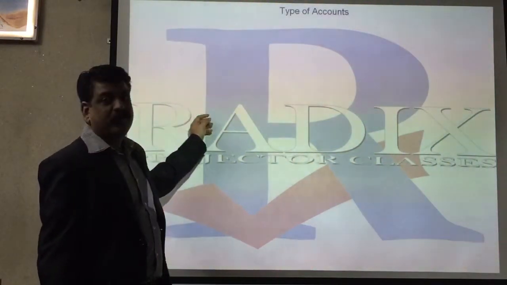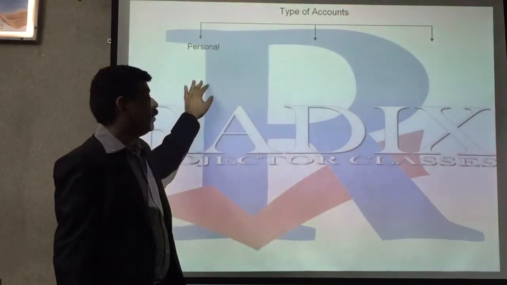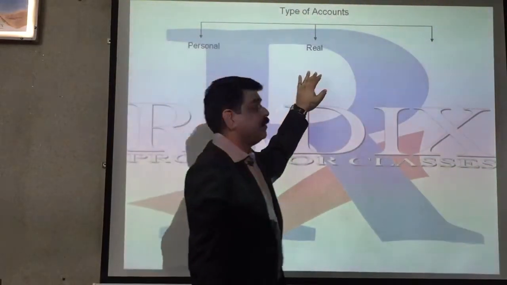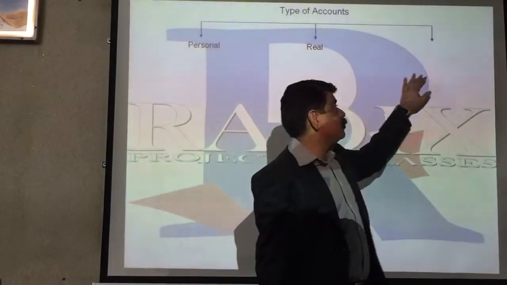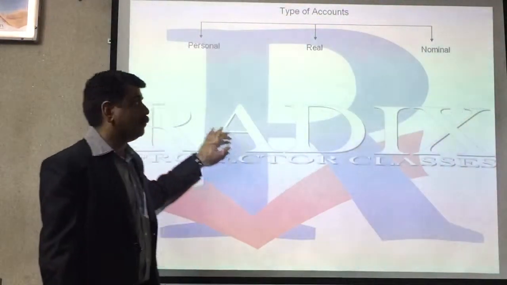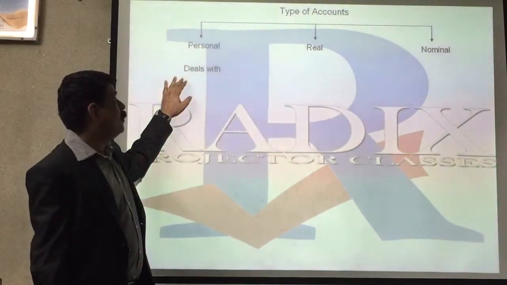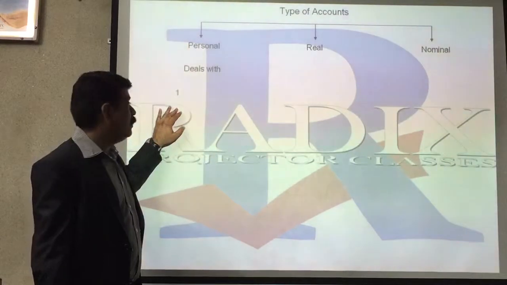As you can see, we are dealing with three types of account. The first is called a personal type of account, the second is called a real type of account, and the third is called a nominal type of account. Now let us see what a personal type of account that a business opens. This personal account deals with names.